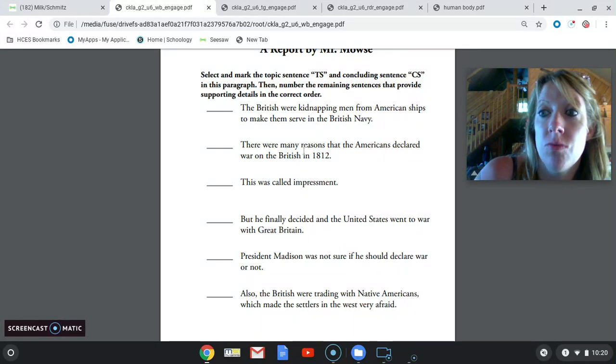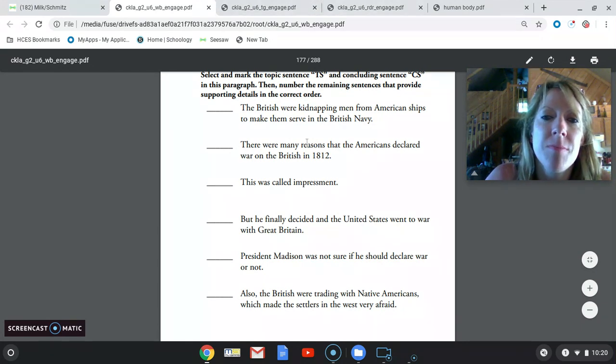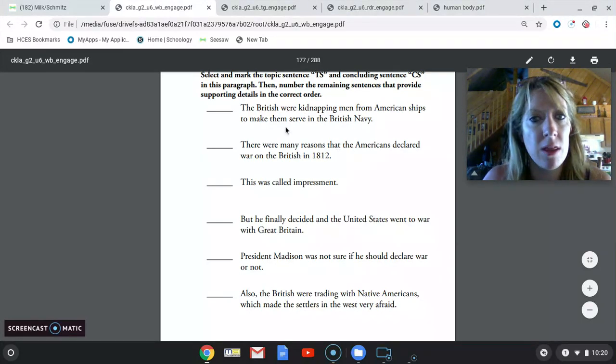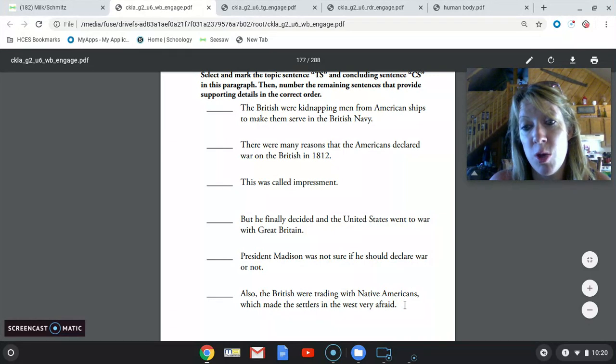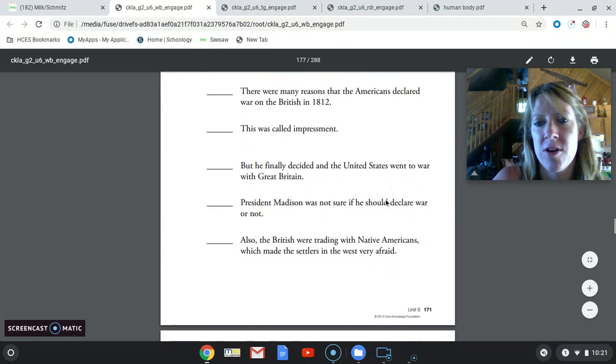So I'm going to read this to you in the order that it goes, just to show you how it makes a nice paragraph. There were many reasons that the Americans declared war on the British in 1812. The British were kidnapping men from the American ships to make them serve in the British Navy. This was called impressment. Also, the British were trading with Native Americans, which made the settlers in the West very afraid. President Madison was not sure if he should declare war or not, but he finally decided, and the United States went to war with Great Britain. There we go. A nice paragraph.